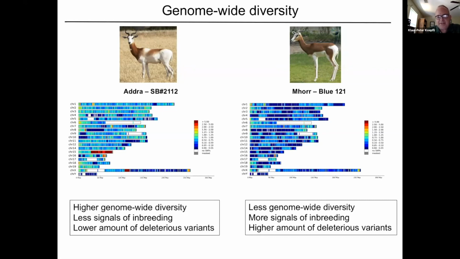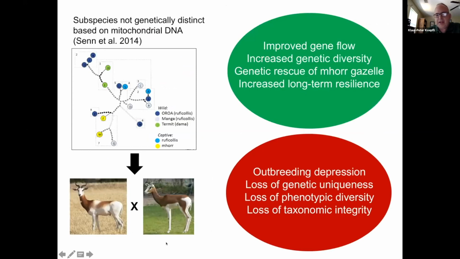We see fewer signals of inbreeding in the Adra gazelle and also lower amounts of damaging mutations, whereas we see the opposite in the Mahor gazelle. Now, there's still appreciable diversity in the Mahor gazelles, the 2 individuals that we've sequenced so far. But there have been proposals to suggest that this subspecies could be rescued by breeding them with Adra gazelles.